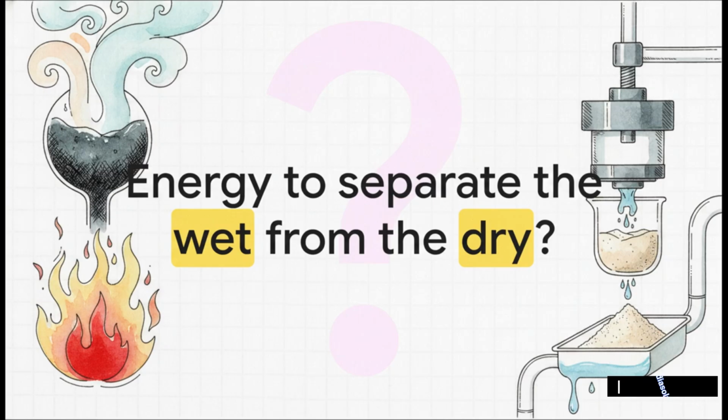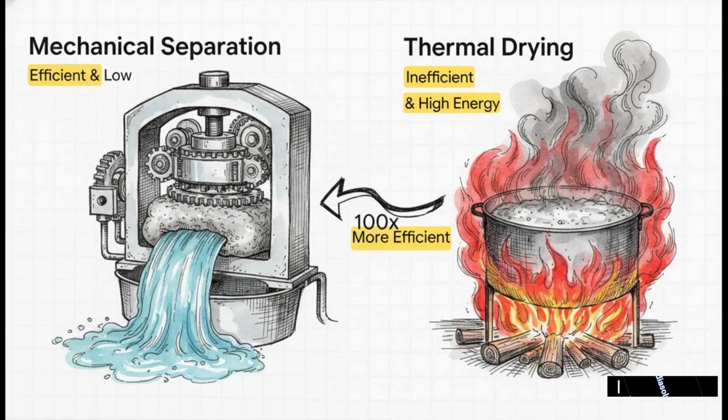But thermally drying things out is remarkably demanding on a planetary scale. Why? Because water holds on to a massive amount of latent heat. So what if, instead of boiling it, we simply push the water out mechanically? Well, it turns out mechanical separation is actually more than 100 times more energy efficient than thermal drying. 100 times. That is a staggering difference.